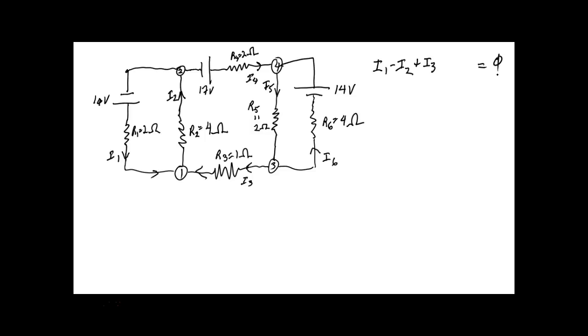Okay? Let's go to junction 2. And what do you see happening at junction 2? Okay, how about let's starting with I1 here. There's I1. Say again, yeah, that's leaving it. So that's a minus I1.